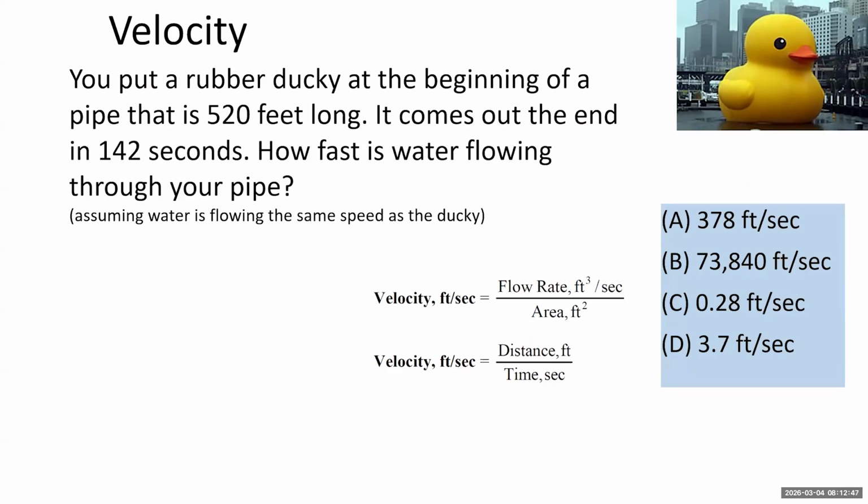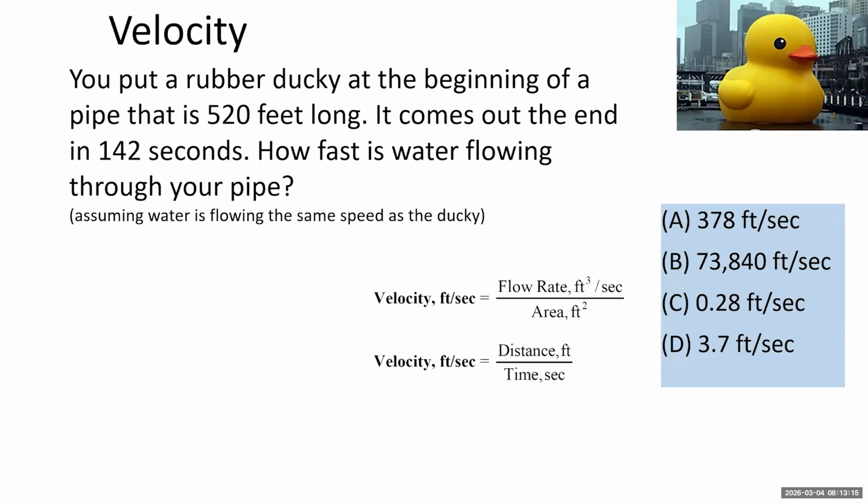So the velocity calculation that we're going to look at is you put a rubber ducky at the beginning of a pipe that is 520 feet long. It comes out the end in 142 seconds. How fast is water flowing through your pipe? And we do assume that water is flowing at the same speed as the duck, that there's not some baffling or something weird happening in the pipe, or that the duck's just going through a straight pipe flowing at the same speed as the water.